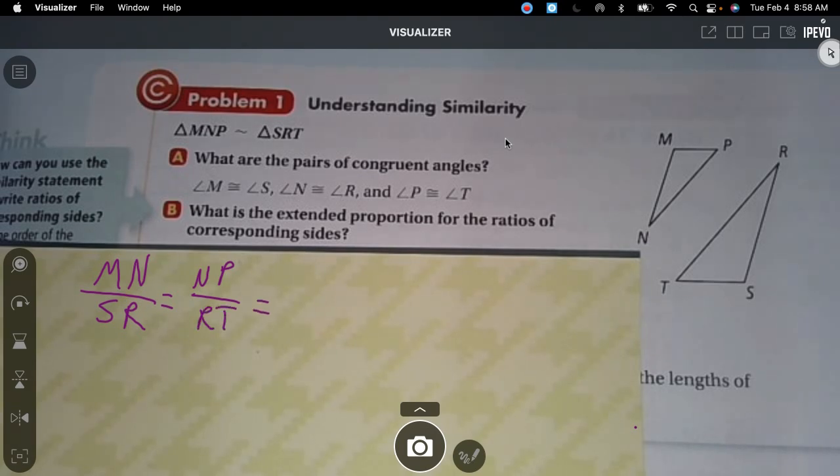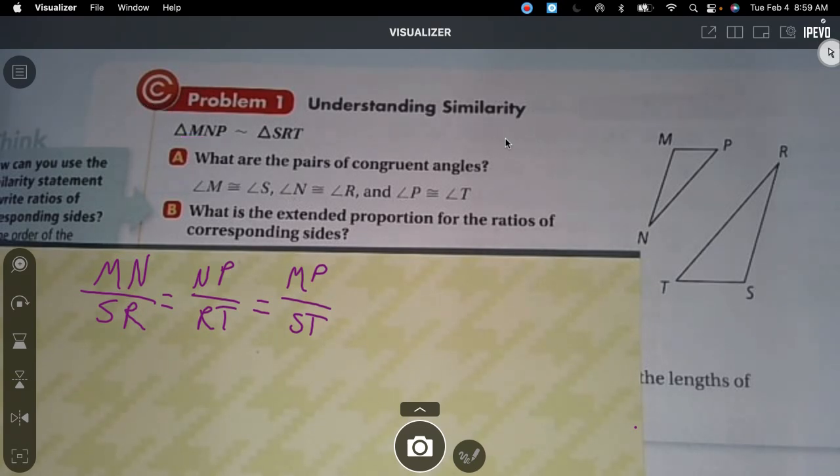I'll explain in a second if you're not getting this. And what's the last one? Well, I did MN, I did NP, so I need to do MP. MP goes with ST.